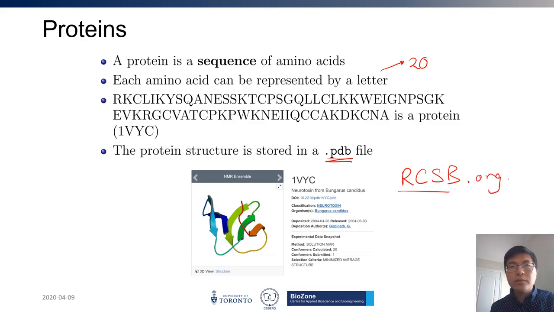Right now we have over 150,000 different structures on this database, but we have hundreds of millions of sequences on UniProt. So it's important to realize what kind of data you're working with, because we have much less structural data than we have sequence data. And that's why a lot of the more recent work on protein design is focused on sequence data, just because you have millions of sequences rather than structures.